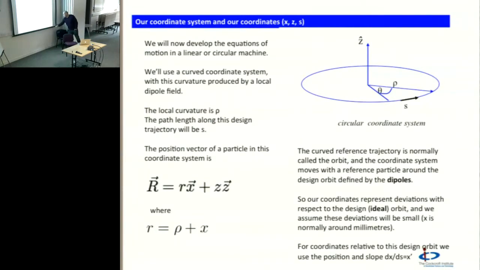And for coordinates of design, we also use the position and also the slope. So we won't talk about, as you formally should do, the horizontal canonical momenta. We'll talk about dx by ds, and we'll label that x prime. That's what's normally done in the subject. That numerically is the same as the normalized transverse momenta, but it's a slightly less well-defined quantity, but I'm following the standard textbooks here. So our coordinates are going to be x prime, z prime, plus some longitudinal ones, which we'll worry about in a few lectures' time.